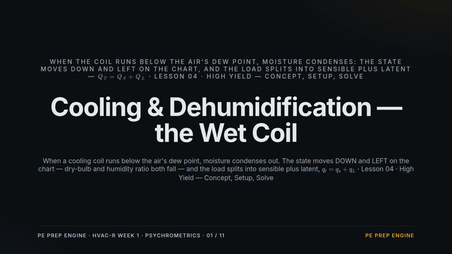Week 1, Lesson 4, Cooling and Dehumidification. When a cooling coil runs colder than the air's dew point, water condenses on it. On the psychrometric chart, the air moves down and to the left. Temperature drops and humidity ratio drops together. The load now splits in two, a sensible part that lowers temperature and a latent part that wrings out moisture. We'll set the sensible plus latent split, work one coil, and check that the parts add to the total.